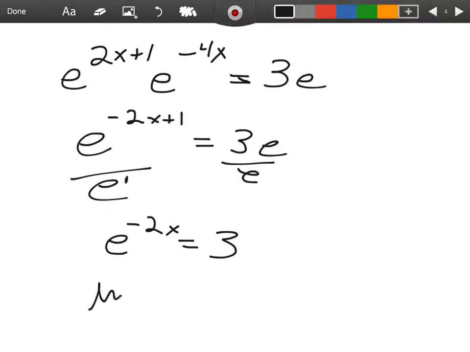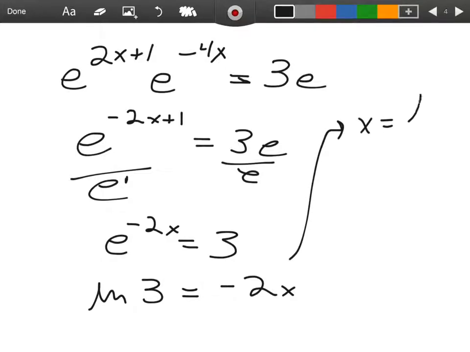Then I convert to log form. I get that. Moving up here. So x is the natural log of 3 divided by negative 2, which is approximately negative 0.4549.